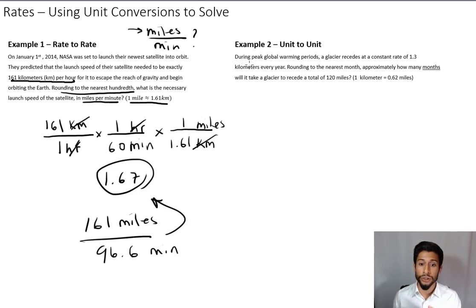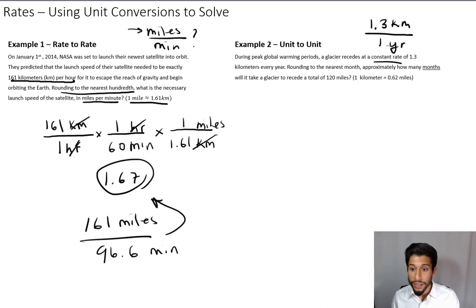So watch. During peak global warming periods, a glacier recedes at a constant rate. Well, they made it obvious there, right? That's your rate of 1.3 kilometers every year. So that's 1.3 kilometers every year. Rounding to the nearest month, approximately how many months, so they want months.